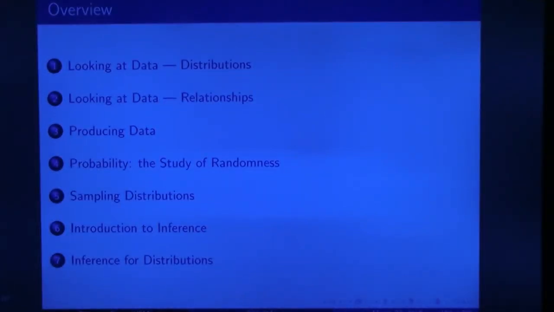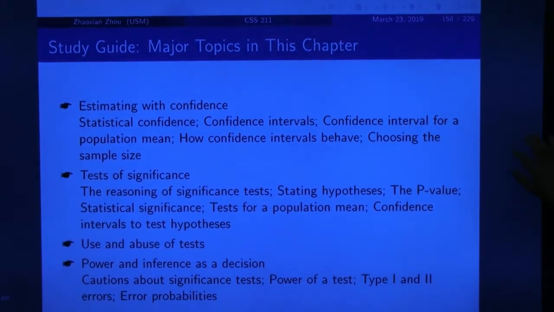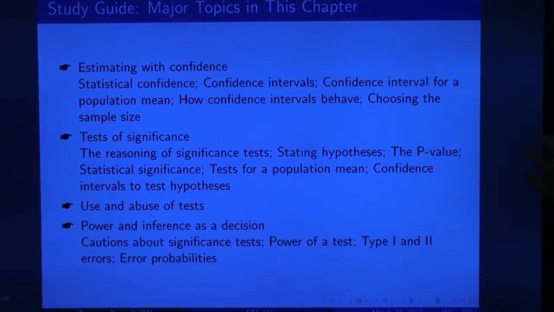Today we are going to start a new chapter, Introduction to Inference. And in this chapter we are going to discuss two major topics. The first one is estimating with confidence, and the second one is tests of significance. And we are going to briefly mention the third one and the fourth one, but we don't discuss much more details.